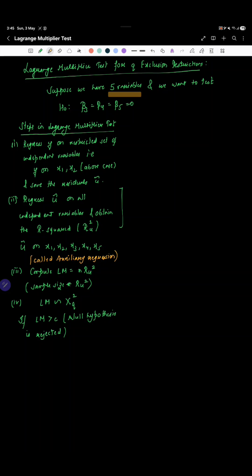So the steps involved in the Lagrange multiplier test are as follows. First step is to regress the y variable, the dependent variable, on restricted set of independent variables. So you have the restrictions imposed with respect to beta 3, beta 4 and beta 5. So you are left with only variables x1 and x2. So regress y on x1 and x2, and then obtain the residual from this regression.